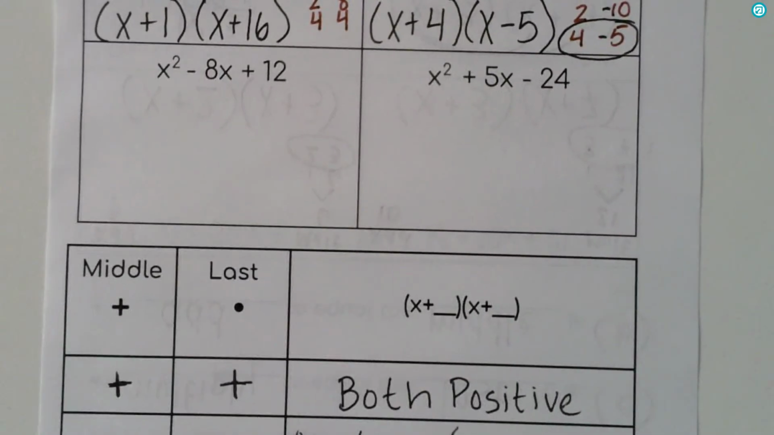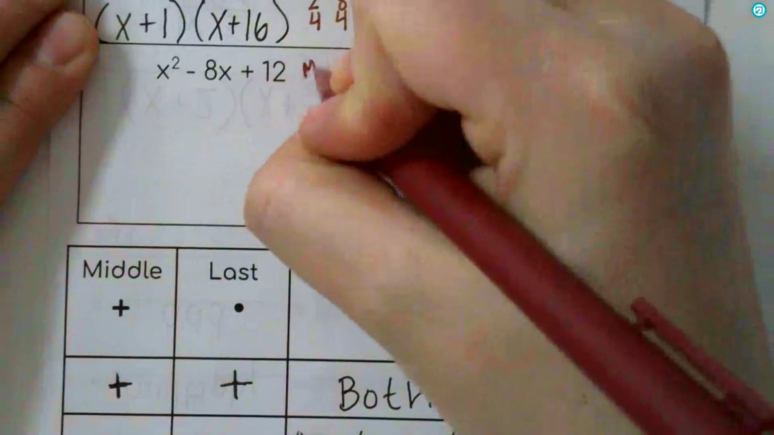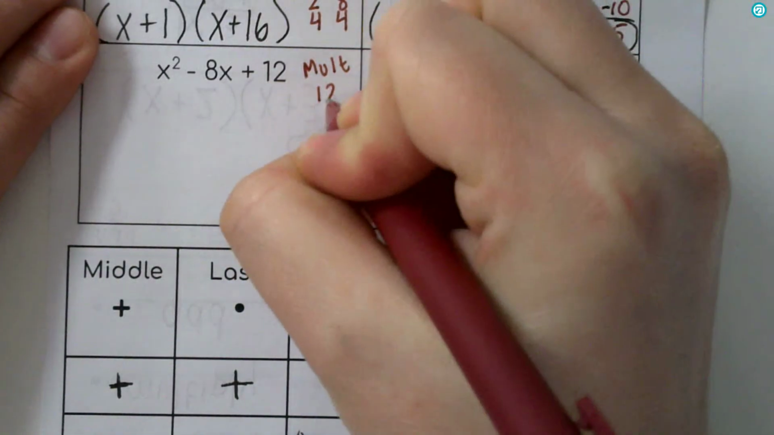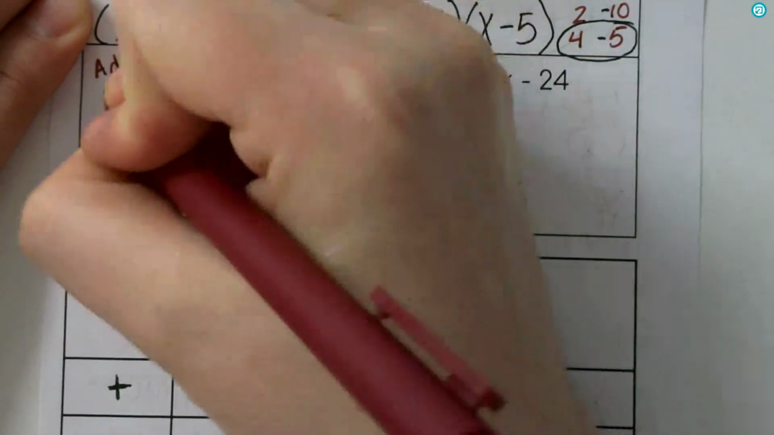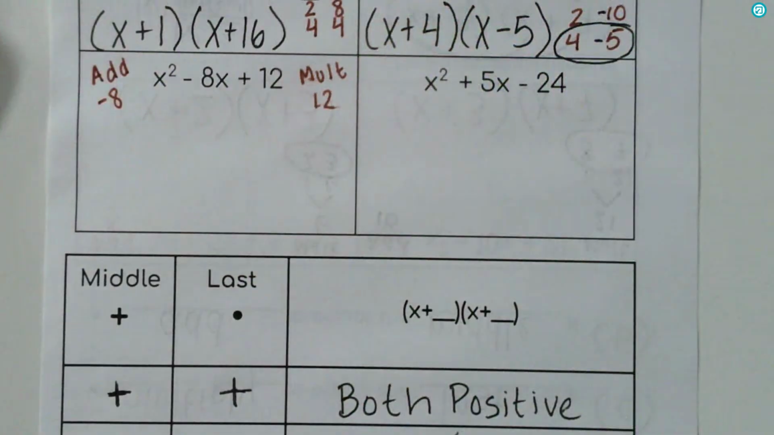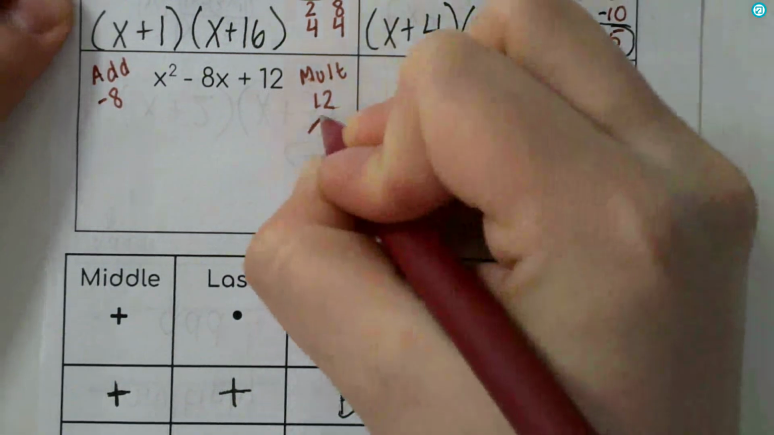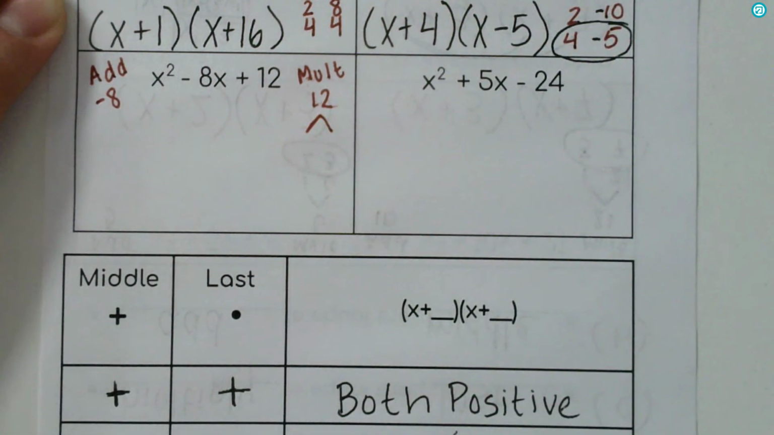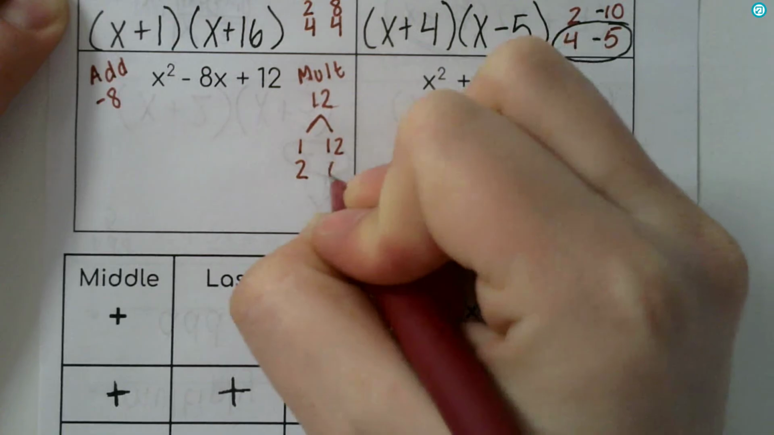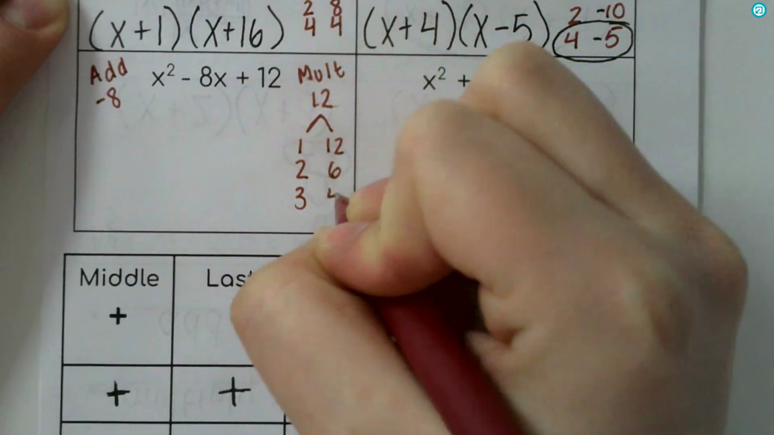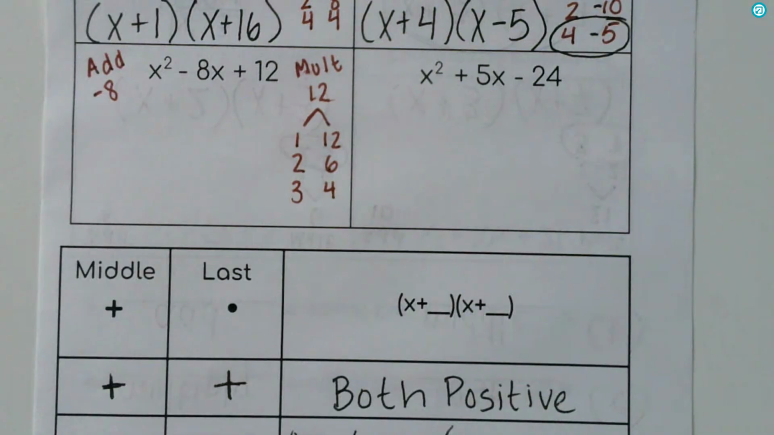Two more examples. We've got x squared minus 8x plus 12. I'm trying to multiply to my last number, which is 12, and add to my middle number, which is -8. Okay, I'll give you the first one, you give me the second one. Now, factors of 12 are 1 and, 2 and, 3 and, then I'm done because 4 is on the other side, so I don't need to do 4 and 3. Okay.